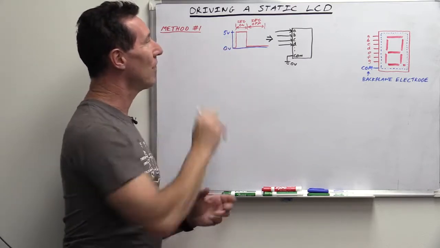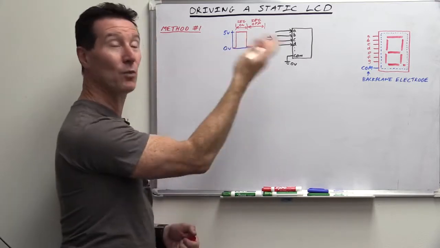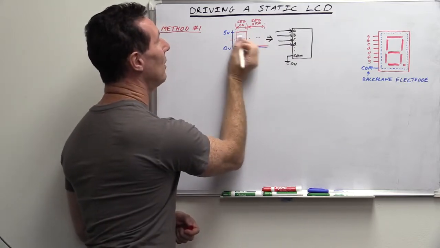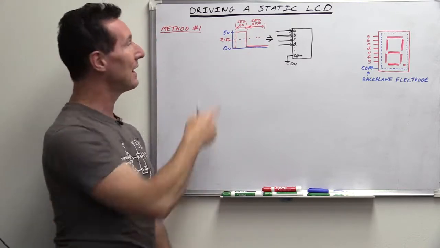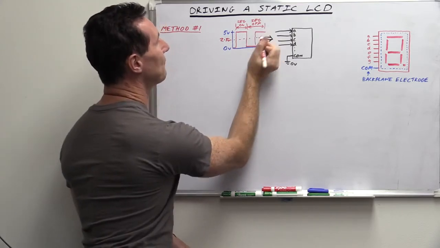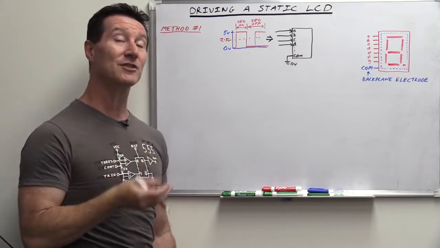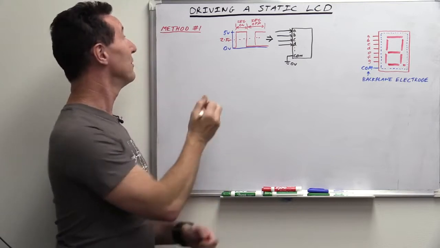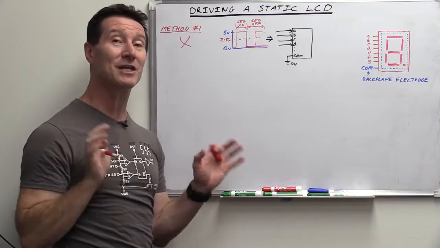You do not want to drive it this way. Why? Because let's assume that you have 1 second on, 1 second off, a 50% duty cycle. It's going to give you a DC average voltage, in this particular case with a 5 volt drive signal, of 2.5 volts when it's at 50% duty cycle. And DC offsets on an LCD will eventually kill them. You do not want to use this method to drive your LCD, but it does technically work.